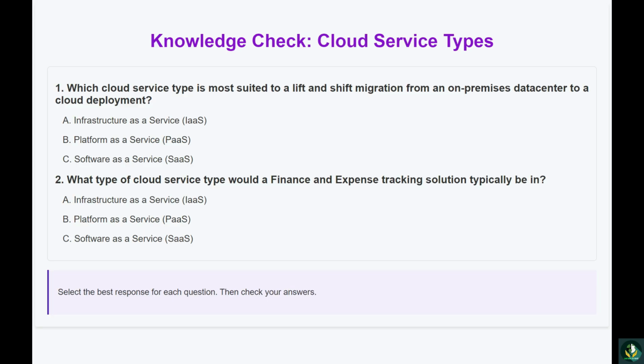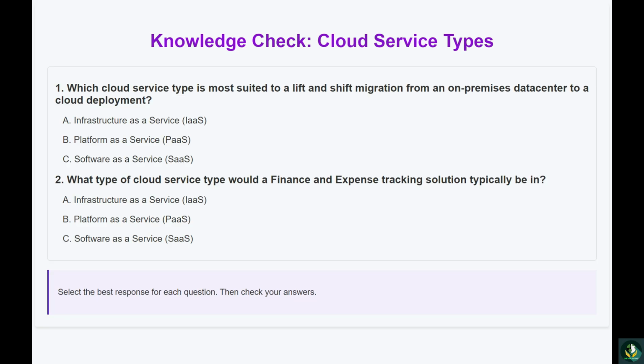What type of cloud service type would a finance and expense tracking solution typically be in? Correct answer: C. Software as a Service, SaaS. Explanation: finance and expense tracking solutions are typically offered as SaaS. These are specialized, ready-to-use applications that are fully managed by the provider. Users can access the software via a web browser without needing to install or maintain any infrastructure or the application itself.